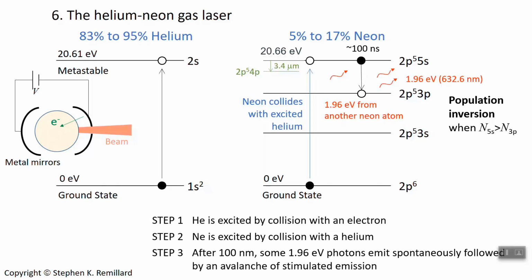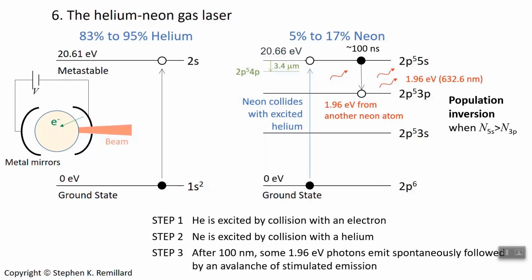So the basic steps to getting a helium-neon laser to produce a coherent beam is first to excite the helium atoms with an electron beam, and then use those helium atoms to excite the neon atoms into that specific state of 2p5 5s. After about 100 nanoseconds, there will be spontaneous emission, and at first that's good because it sends a whole bunch of 1.96 eV photons into the medium. Those photons then strike other neon atoms that are still excited and produce stimulated emission, and you get your avalanche from that.